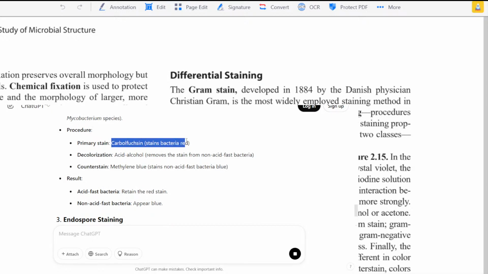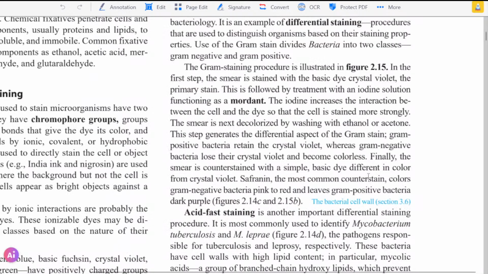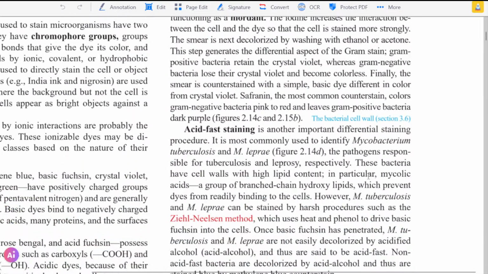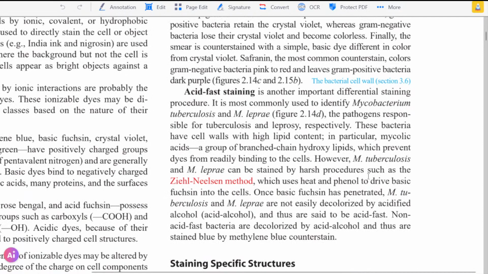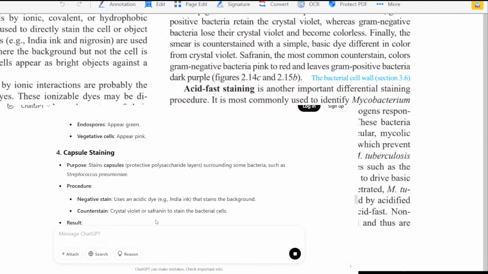carbol fuchsin stains bacteria red. Oh, so we did what? Wait. Don't tell me they used the word carbol fuchsin. Carbol fuchsin. Where is the basic fuchsin? Yeah, I was sure that I didn't read the word carbol fuchsin.